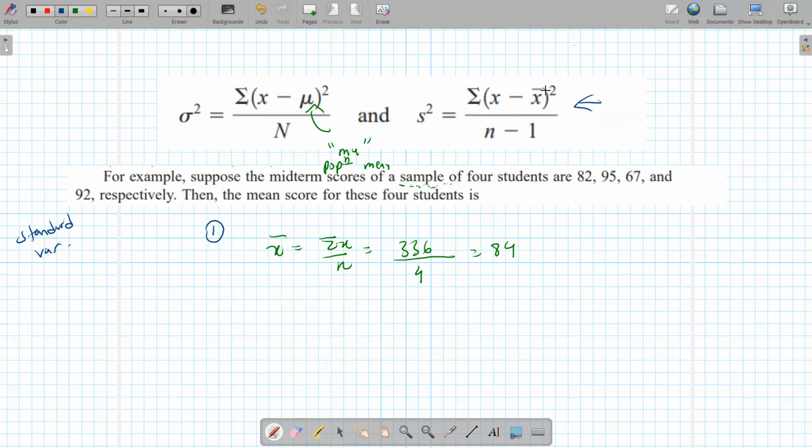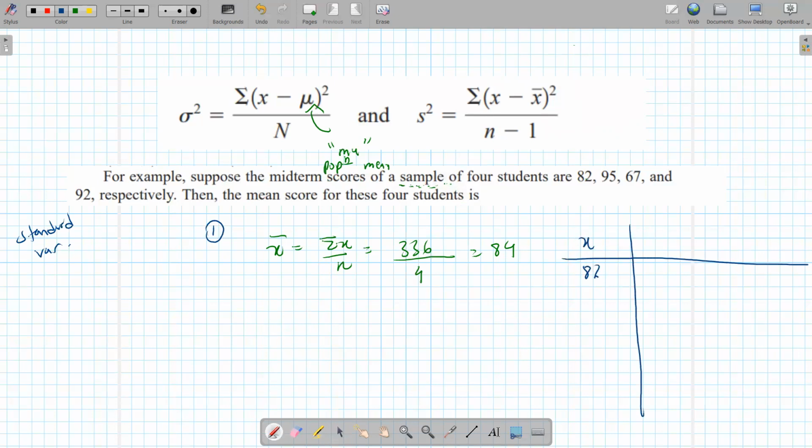Which one do we do first? Do we do the square first or do we do the summation first? What do you think? Here you would do the square first and then add them up. So it's going to look something like this. I'm going to write them down.